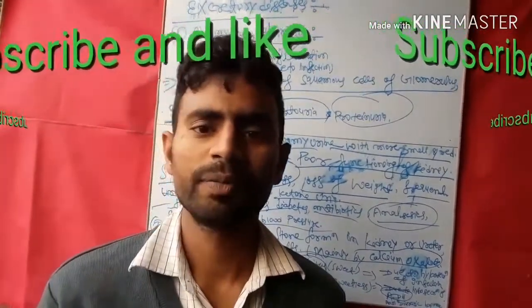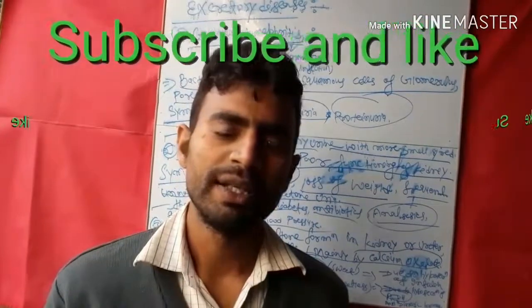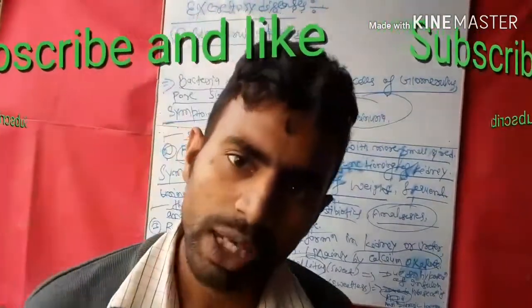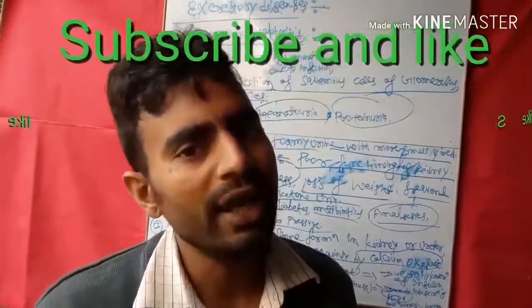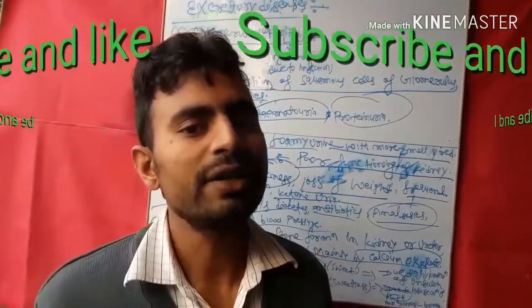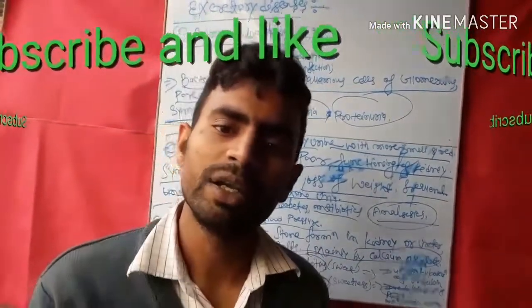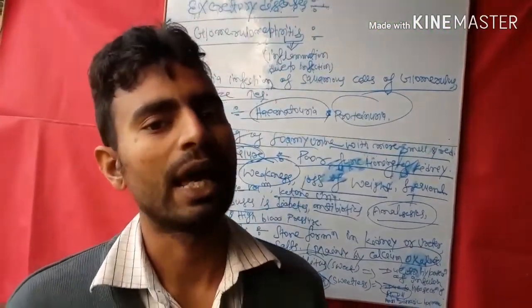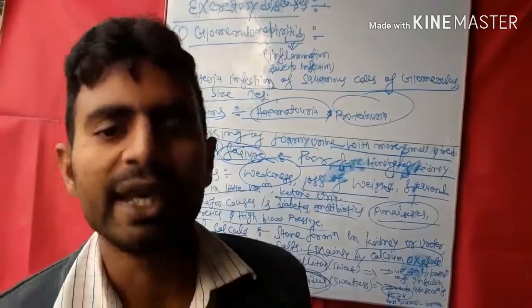You know well that diabetes is of two types: mellitus diabetes and insipidus diabetes. Mellitus diabetes happens due to hyposecretion of insulin, and insipidus diabetes happens due to hyposecretion of ADH.